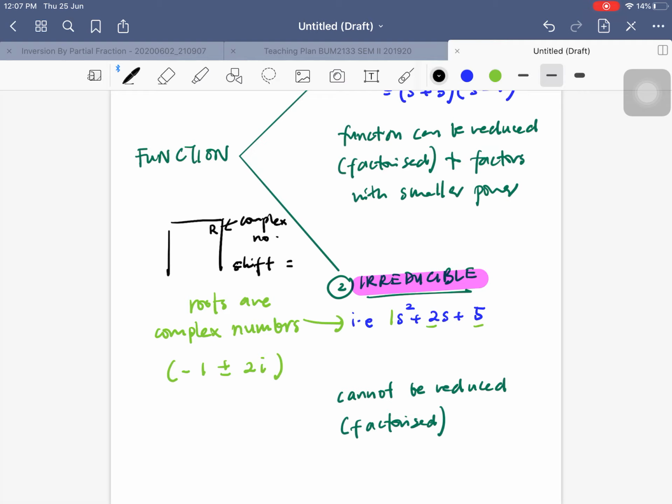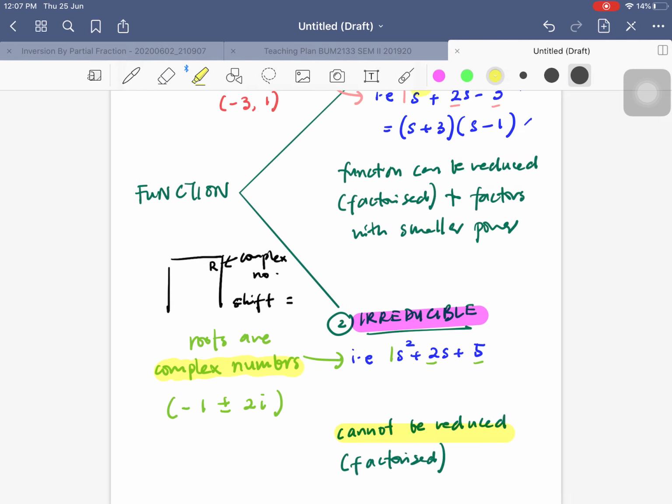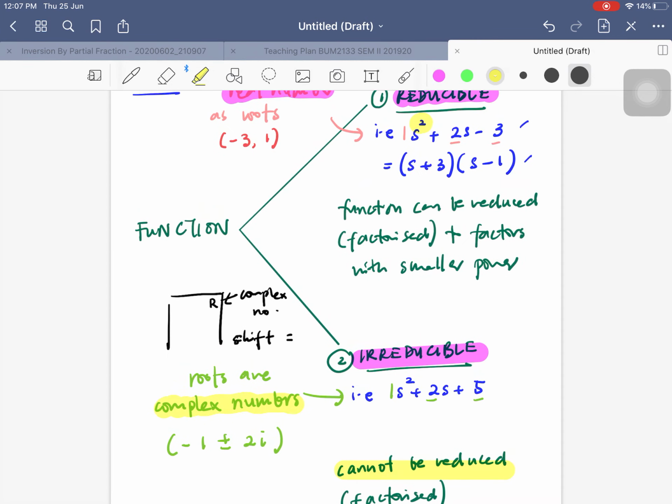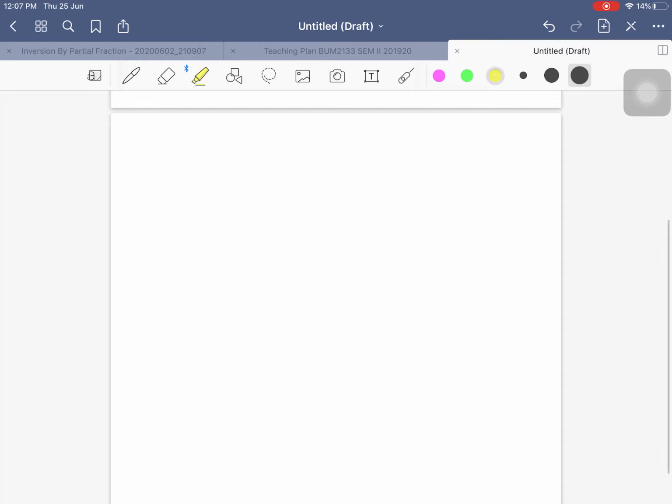So if your calculator gives you complex numbers as the roots, we know that the function cannot be reduced, it cannot be factorized. There is no other way. You have to leave it as it is. The only way is to leave it like this, and this is called an irreducible function. However, there are also special cases.